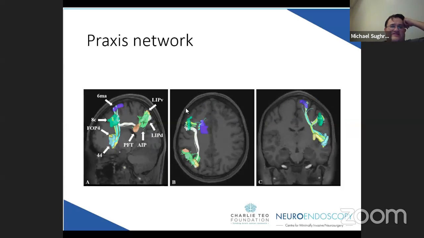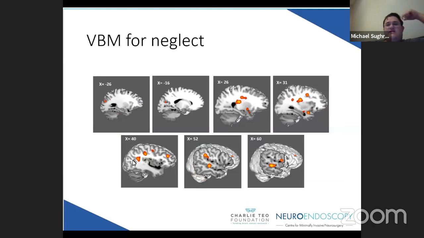We've looked at praxis. These are the sites that are necessary for apraxia. Not surprisingly, they have a lot of the same areas as speech. But more importantly, again, what happens if you make that cut across the middle of the body of the SLF? It's not very good. Now, here's another fascinating one, which is, what is neglect? How do you get neglect?